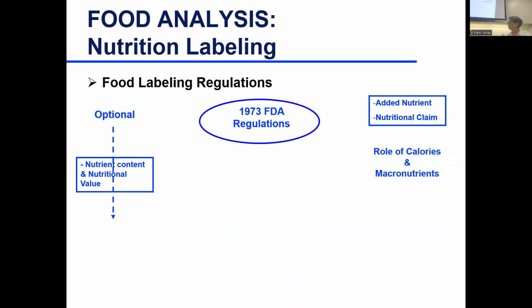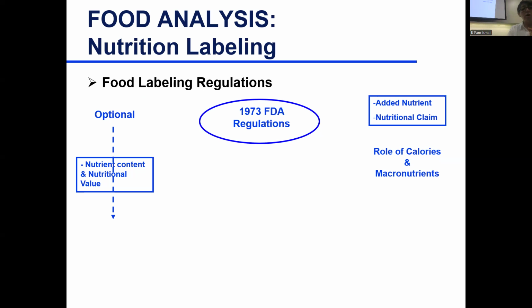So here's a little bit of what it used to be in 1973. That's when we had to have a nutrition label when we added a nutrient. Let's say we added vitamin A or calcium or whatever, we had to put the nutrition label to show that this has this much of that added nutrient. And a nutrition claim, so low fat, high in protein. At that time, they were focusing on macronutrients: fat, protein, carbohydrate. That was their focus back then.